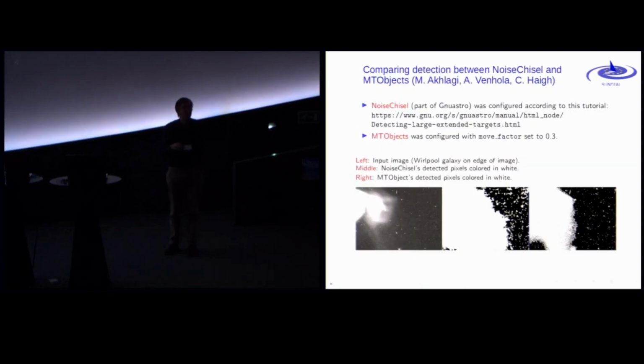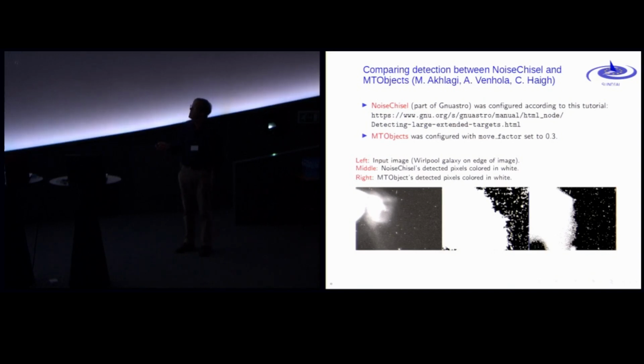And so we're basically setting up unbiased ways of testing the algorithms. It's very hard because there are lots of parameters that you can tune. But of course, if you have to tune 30 parameters and you only have 10 minutes, how do you do that? So this is, for example, a test between NoiseChisel and MTObjects here.